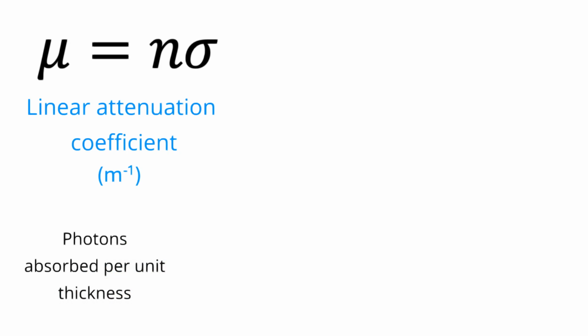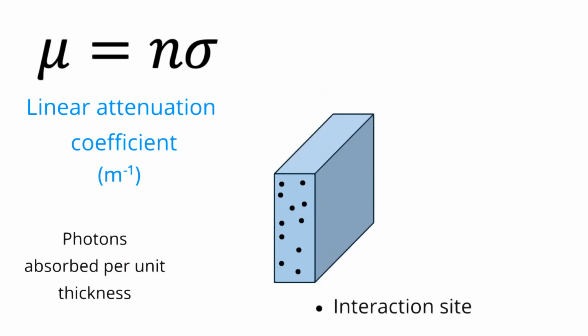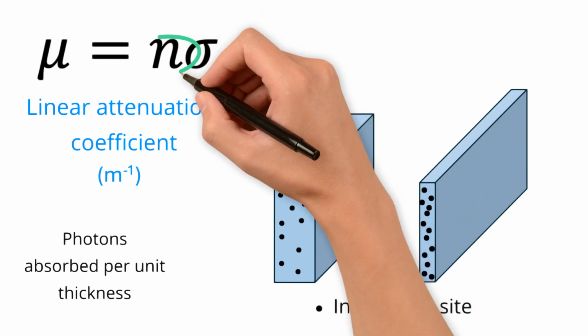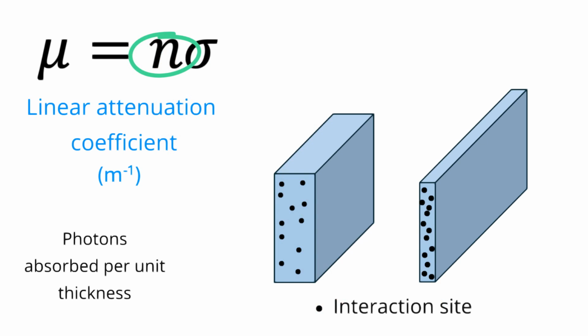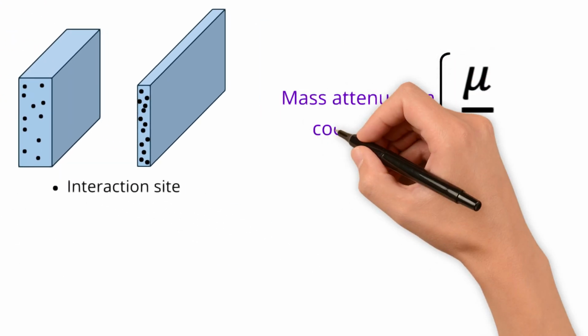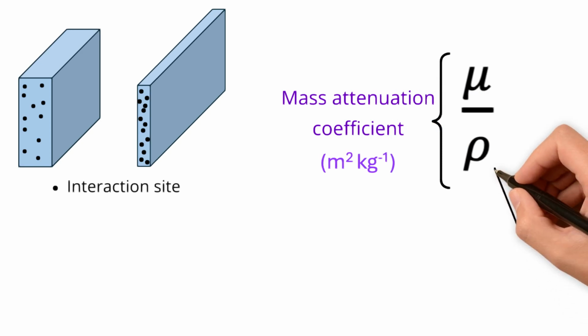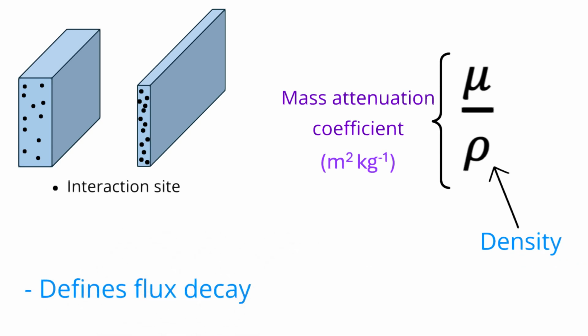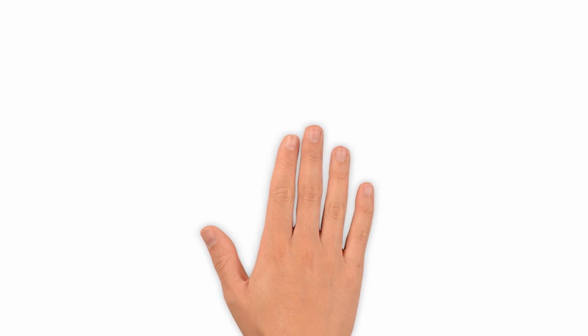It's a useful quantity, however, it is density dependent. Consider compressing a slab to half its thickness. As n doubles, mu will also double. A more general measure of absorption is given by the mass attenuation coefficient. This is mu divided by the density, and is independent of the density of a material. This again defines how quickly the flux of a photon beam decays. Let's now discuss the source of these interactions in more detail.